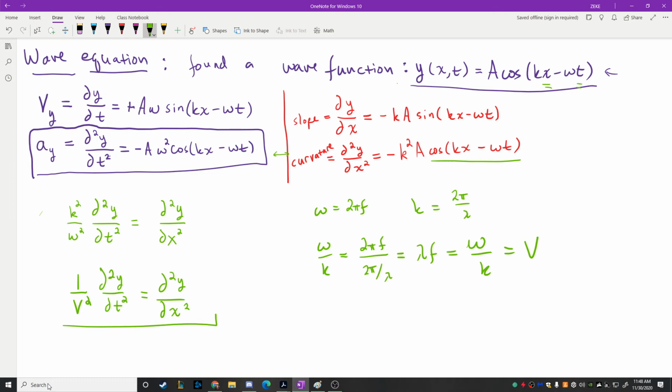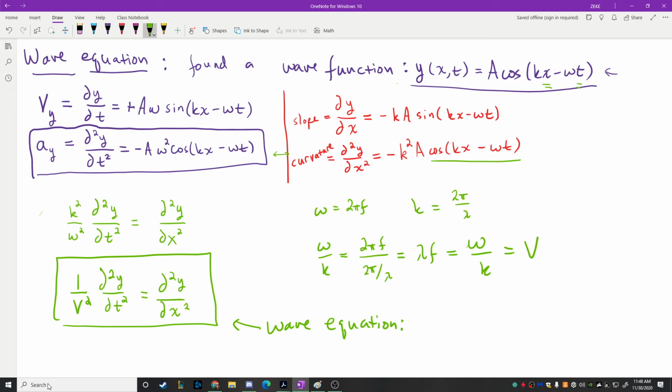And this is what we call the wave equation. Any function y that satisfies this differential equation, it's a partial differential equation, will be a wave.